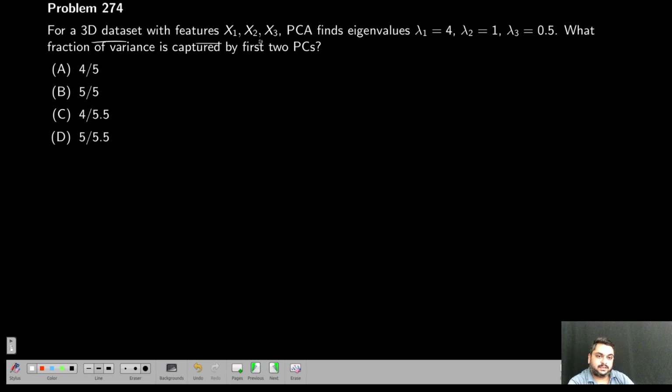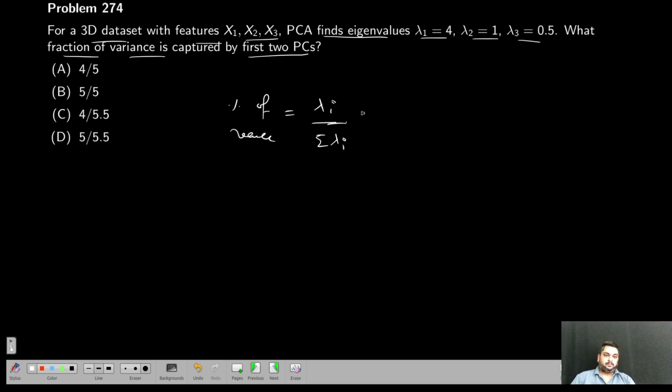For a 3D data set with features x1, x2, x3, PCA finds eigenvalues lambda 1, lambda 2, lambda 3, and none of them is 0. What fraction of variance is captured by the first two principal components? You already know the percentage of variance captured is lambda i divided by the sum of all the eigenvalues. The first two means lambda 1 and lambda 2. So this is 4 plus 1 divided by the total 5.5, that is 5 by 5.5. That is the answer.